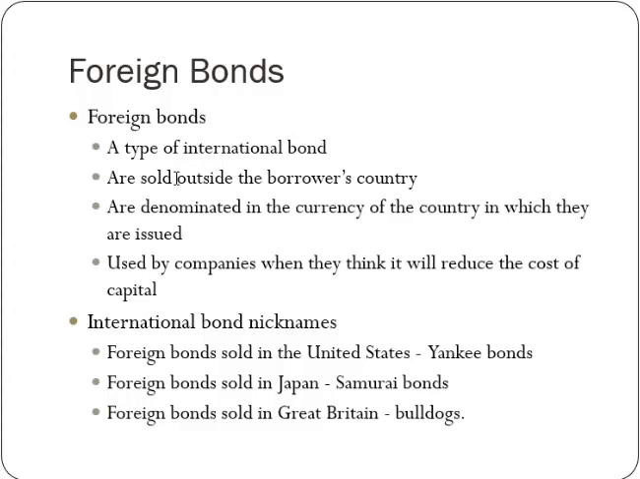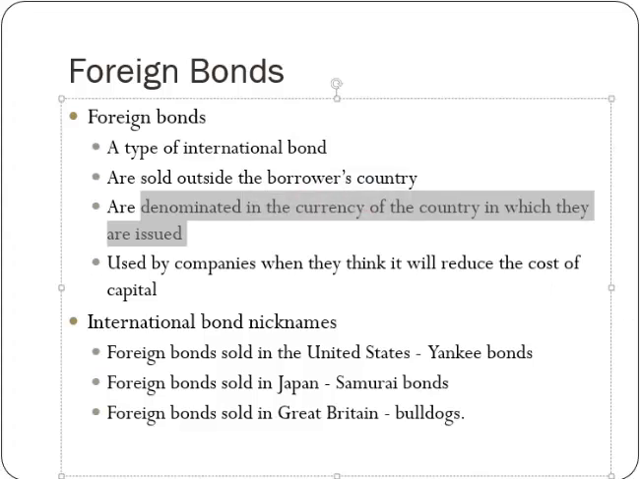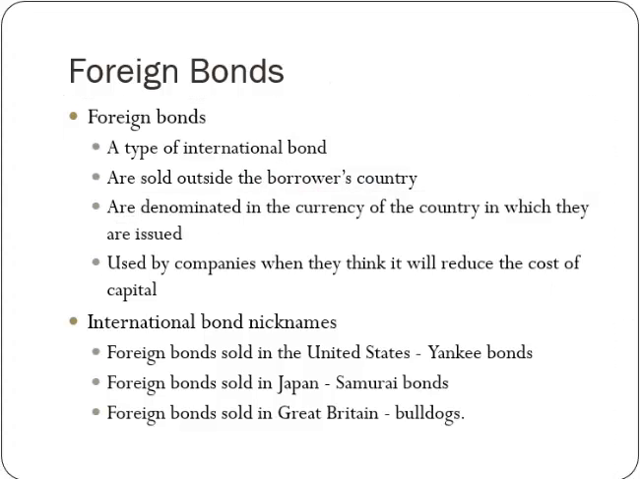They're sold outside the borrower's country and are denominated in the currency of the country in which they are issued. So, for example, U.S. savings bonds in the U.S. are sold in dollars, whereas U.S. savings bonds in Japan might be sold in yen. Same basic idea. The U.S. government is borrowing money from the Japanese person and promising to pay an interest in exchange. And it's very often used by companies when they think it will reduce the cost of capital to use a foreign bond in order to earn interest.